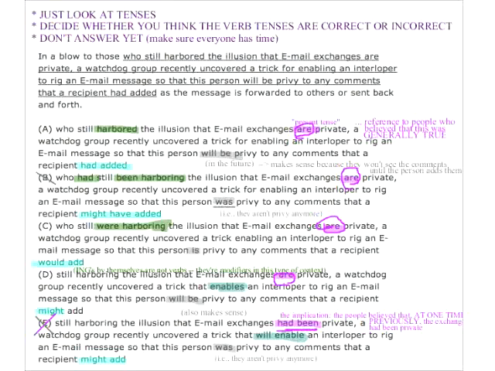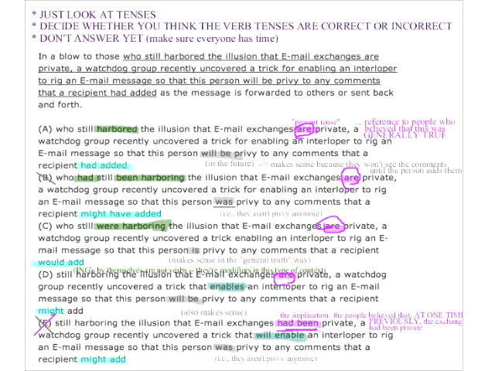What about C? So this person is privy to any comments that a recipient would add. This is probably not as good, but this makes sense in the general truth sort of sense. It's probably not as good as will be, but it's not horrible. So we should probably keep it. All right.